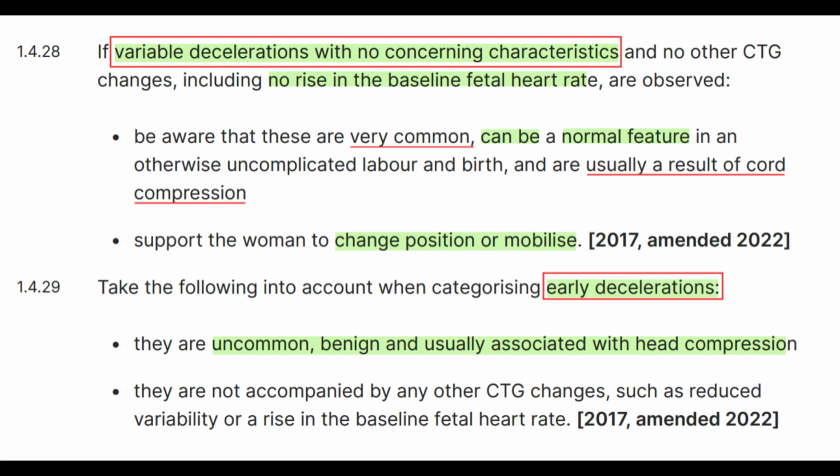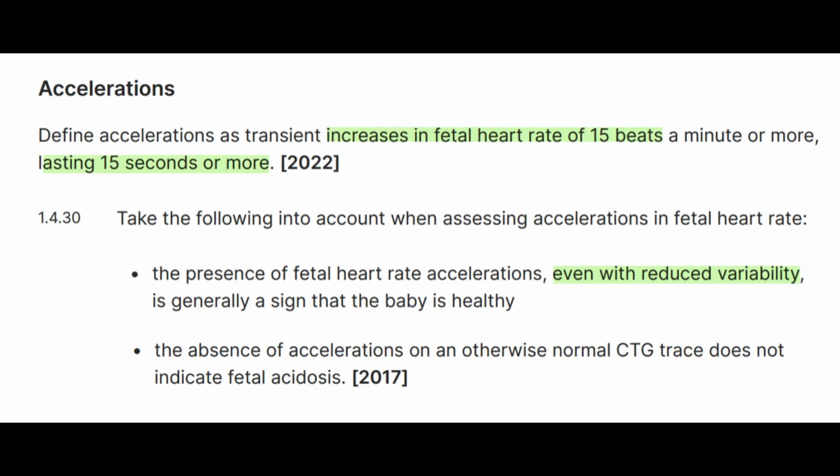Take the following into account when categorizing early decelerations. They are uncommon, benign, and usually associated with head compression. They are not accompanied by any other CTG changes, such as reduced variability or a rise in the baseline fetal heart rate. Accelerations. Define accelerations as transient increases in fetal heart rate of 15 beats a minute or more, lasting 15 seconds or more. Take the following into account when assessing accelerations in fetal heart rate. The presence of fetal heart rate accelerations, even with reduced variability, is generally a sign that the baby is healthy. The absence of accelerations on an otherwise normal CTG trace does not indicate fetal acidosis.